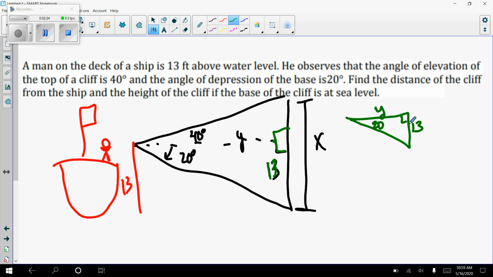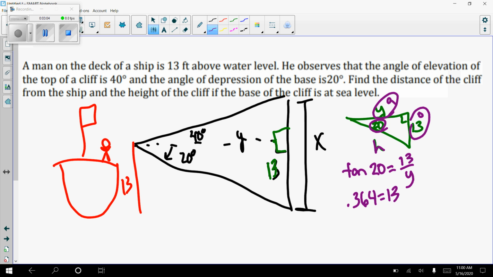Okay, so if we label that triangle, there's the hypotenuse. Here's our angle, so this would be opposite, this would be adjacent. The two things we care about are opposite and adjacent. So we would say tangent of 20 equals opposite 13 over adjacent y. We get our calculators out and figure out the tangent of 20. The tangent of 20 should be 0.364. So 0.364 equals 13 over y.